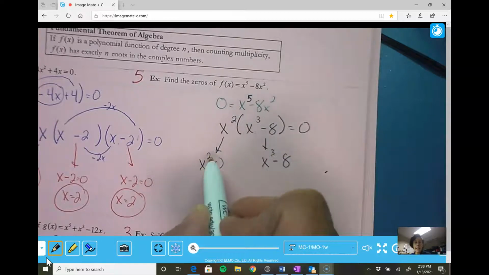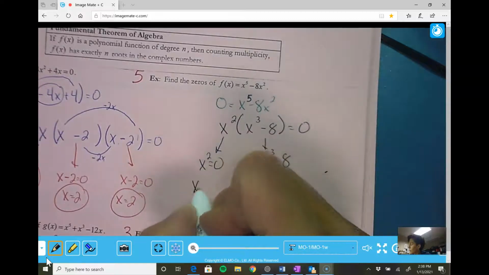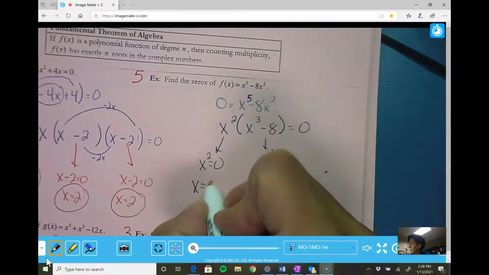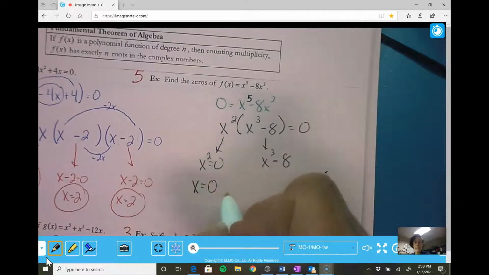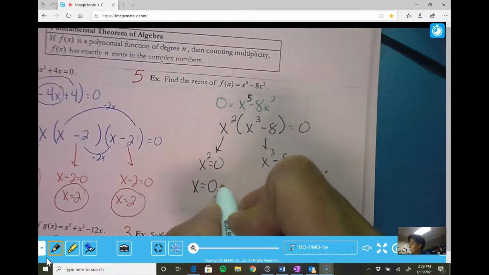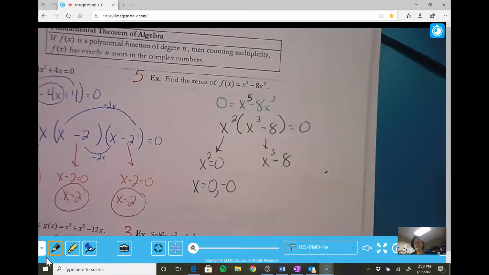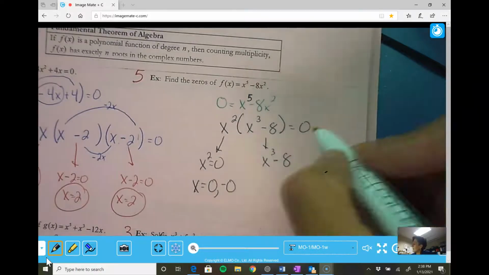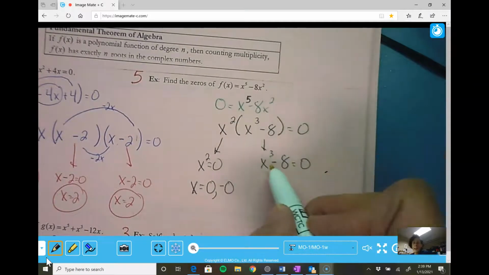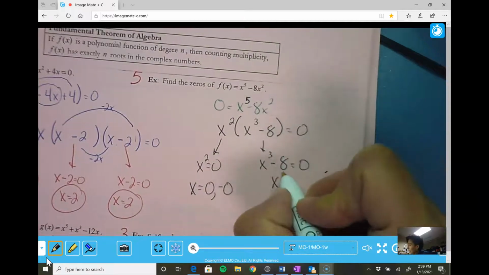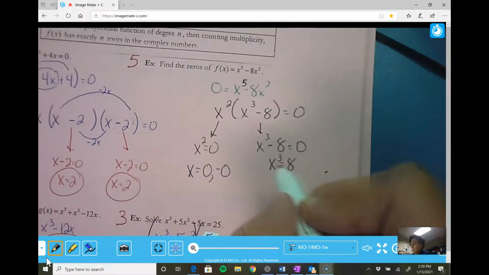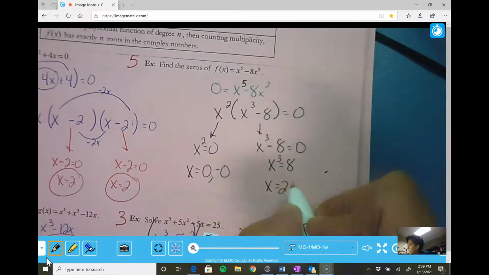And again, to isolate x, I'm going to take the square root, which the square root of 0 is just 0. But remember, that exponent does say there are two answers, and usually there's a positive and a negative version. And I know that 0 isn't positive or negative, but we're going to write down 0 twice, because when we graph, that is very important. As far as this one goes, I can actually just isolate x by adding the 8 and then taking the cubed root of 8, which is 2.